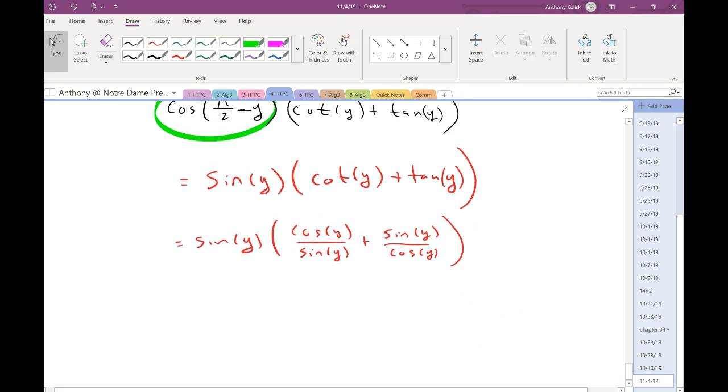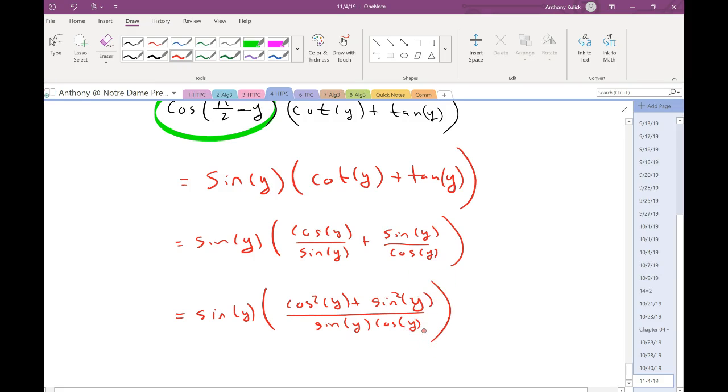And there, we can add these 2 fractions together by making a common denominator. What would the common denominator there be? Sine times cosine. So the first fraction, we will multiply by cosine over cosine. And the second fraction by sine over sine. Giving me this. What do we notice that can happen there?